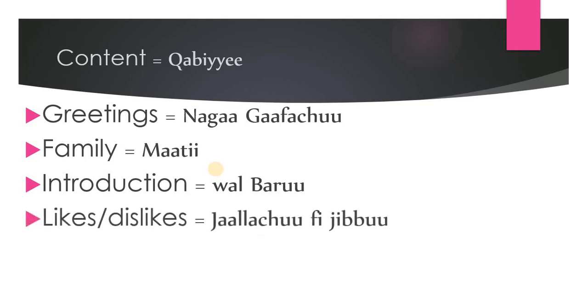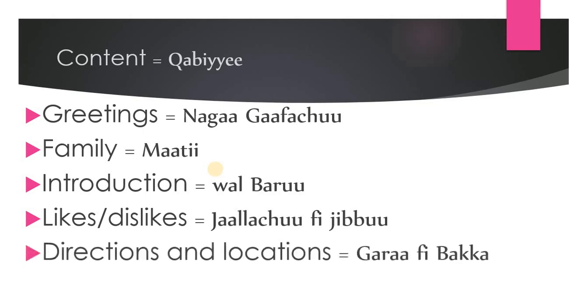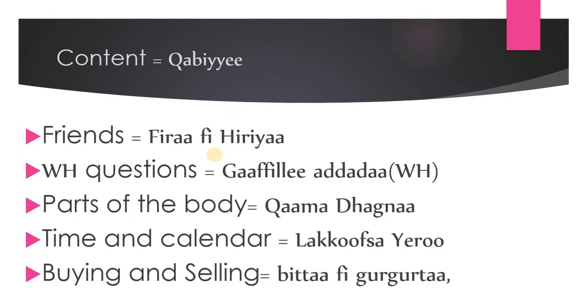We also go into how we express our likes and dislikes in Afan Oromo, or the Oromo language. Jallachu fi jibbu is the literal translation of likes and dislikes. And the other one, we're also going to learn how to ask directions, how to give directions in Afan Oromo, and also how to ask locations or tell locations in Afan Oromo as well.